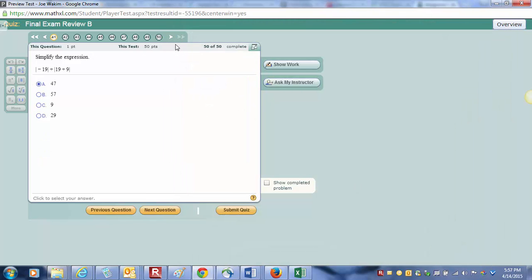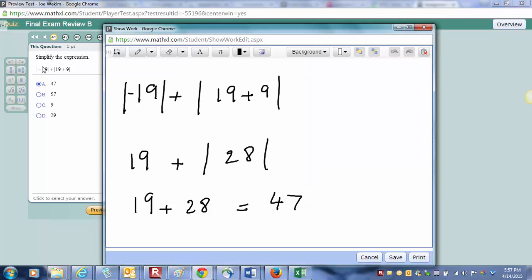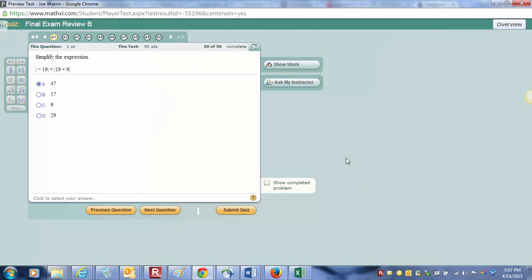Number 41. Absolute value of negative 19 is 19. 9 plus 19, 28, and 28 plus 19 is 47. Let me show you the work here. So the absolute value of negative 19 is positive 19. Absolute value of 19 plus 9, we add the inside first, that's 28. Absolute value of 28 will stay 28. And 28 plus 19 is 47, and that's the final answer.